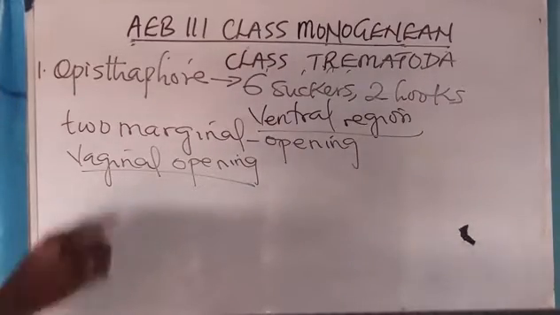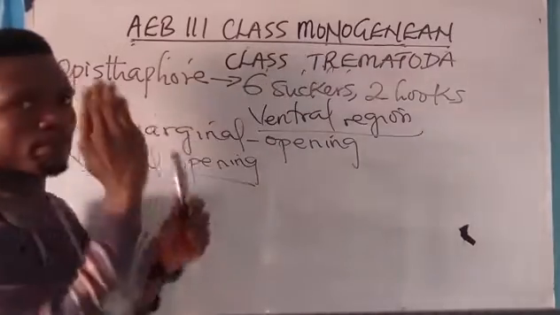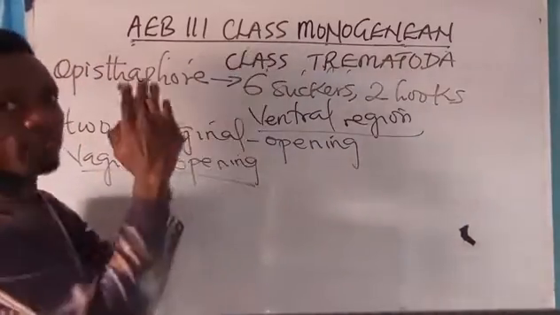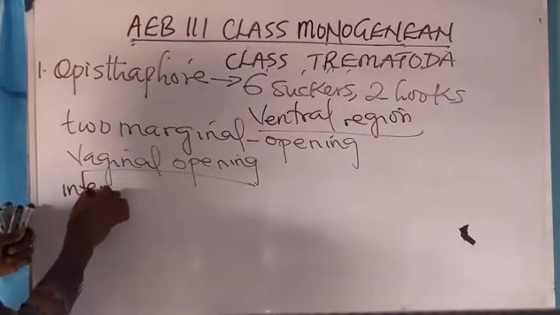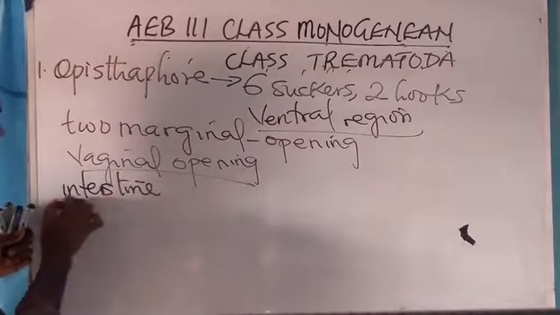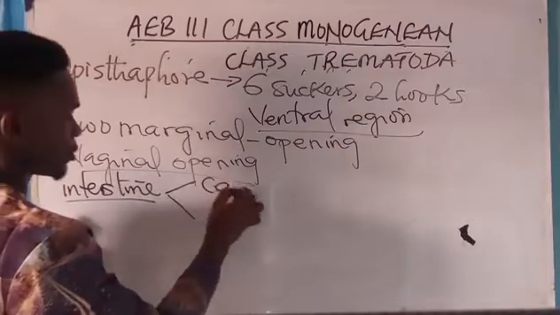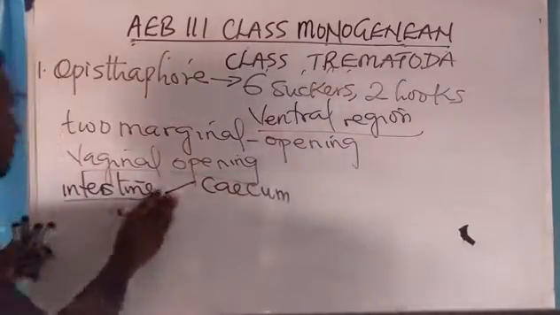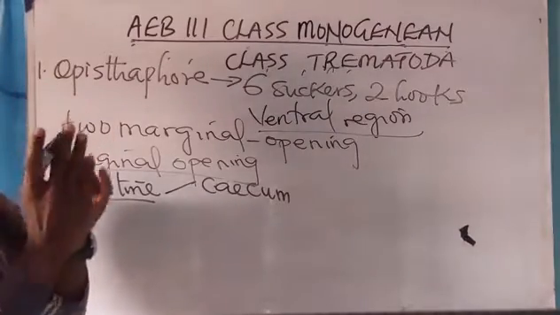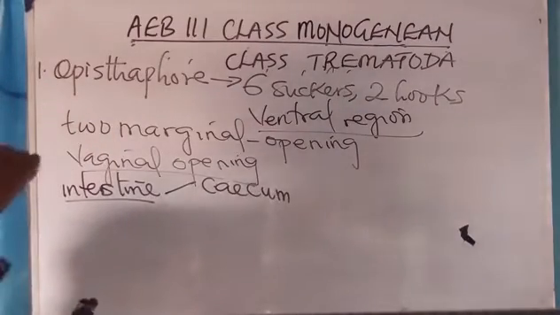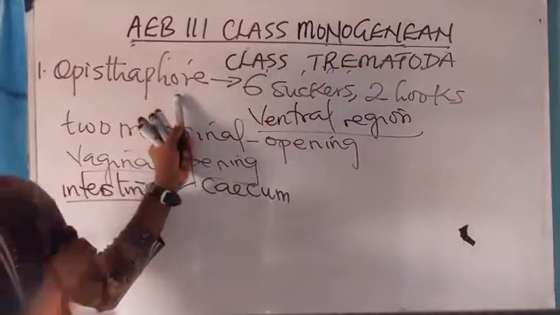Now, the pharynx of the monogeneans bifurcates. It divides into 2. That is, the intestine is bifurcated into 2 ceca. It is bifurcated into 2 ceca, and these bifurcated structures are now united at the posterior region of the monogenea. Opisthaptor is meant for attachment.